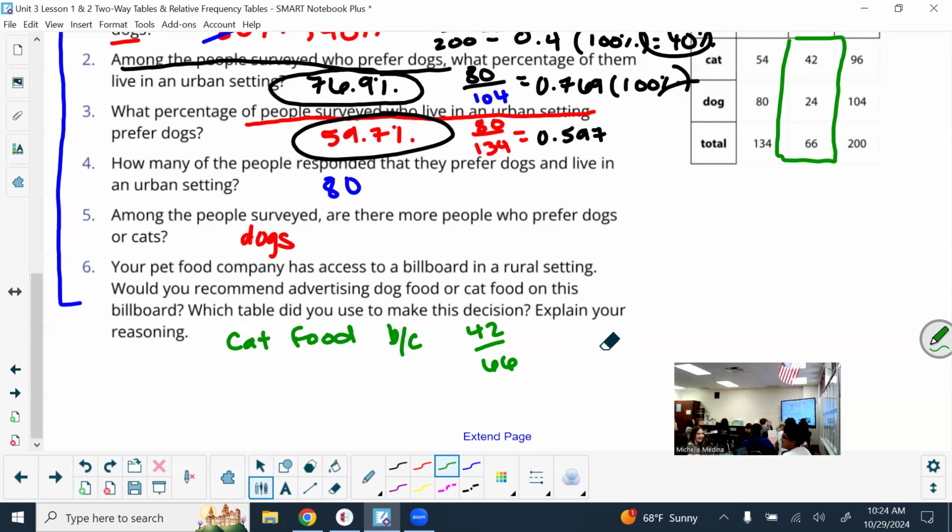Let me do that math so that I don't have to erase it. Okay, so because 63.6% of people living in a rural setting prefer cats.